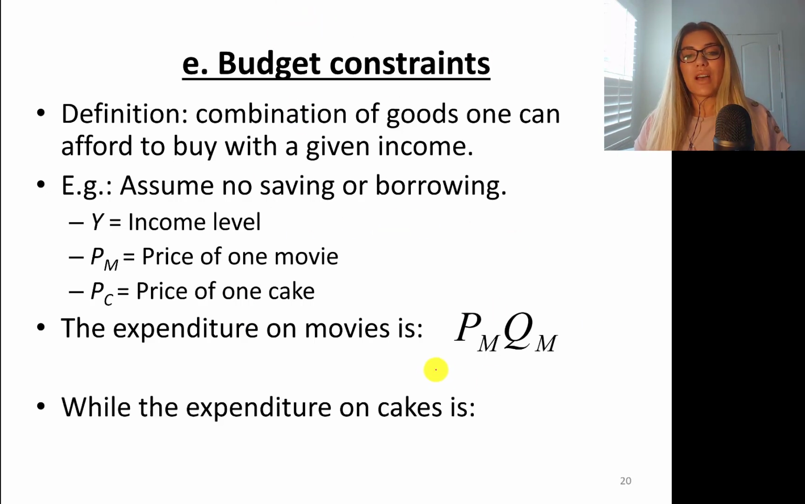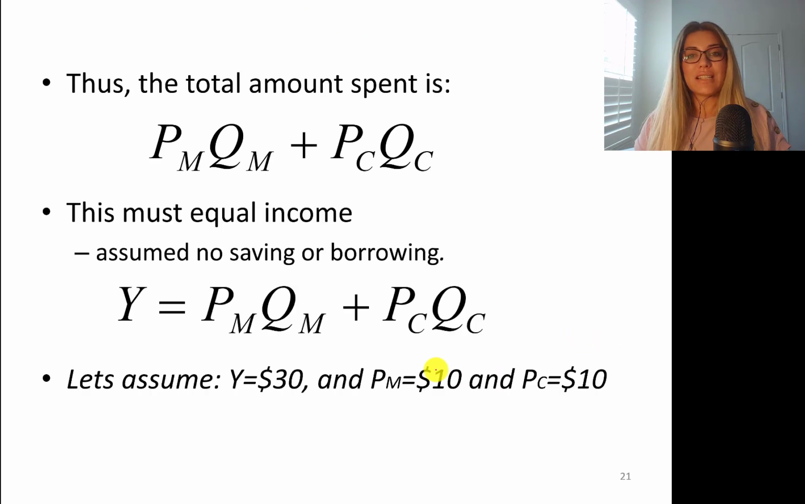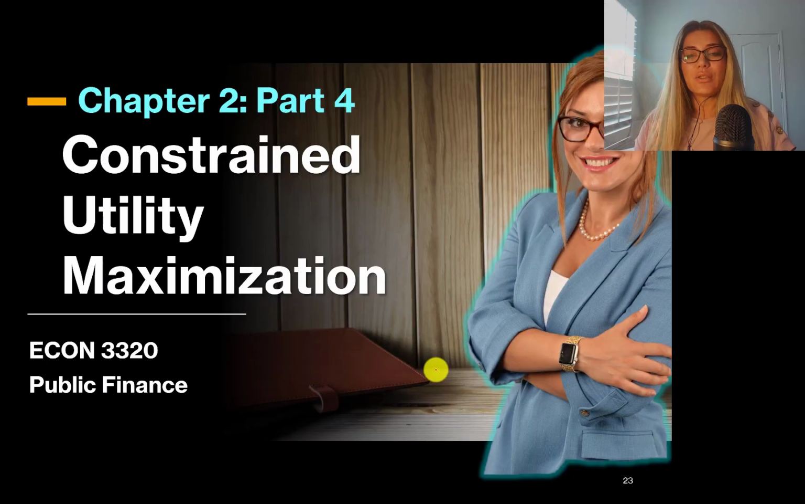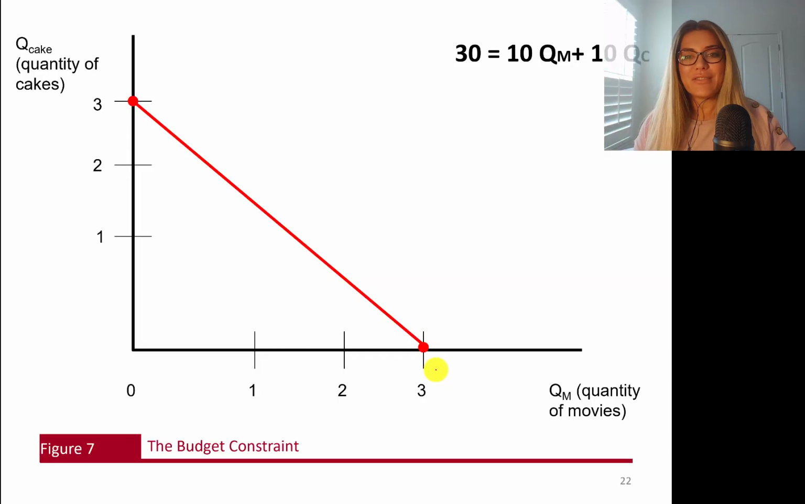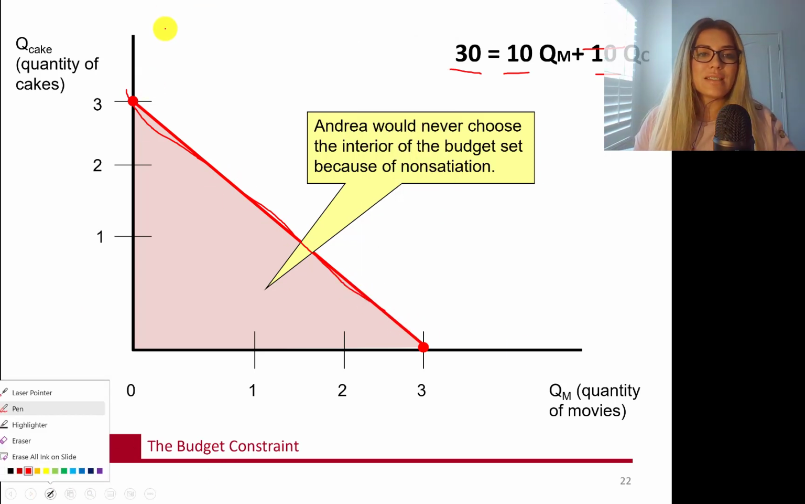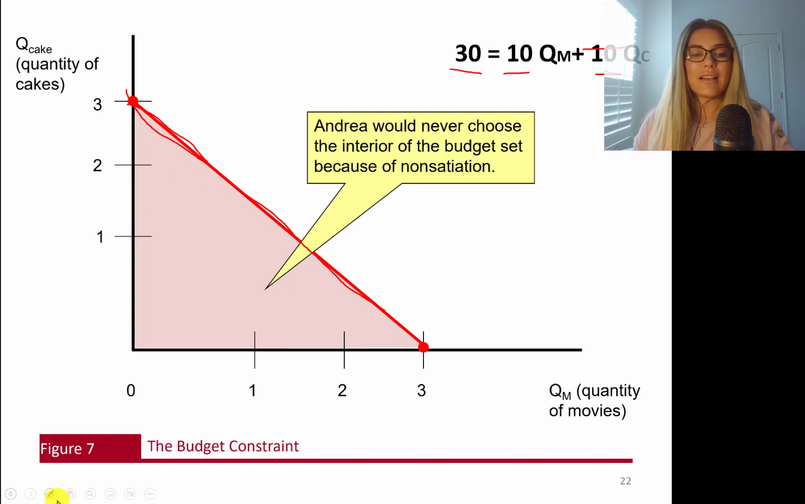So we derived budget constraints in the previous part. Please go ahead and watch that video too. And as you can see, I'm going a little bit faster, folks. I'm sorry. This is the budget constraint for cakes and movies, where you have an income of $30 and the prices of movies and cakes are both equal to $10 each. This is your set of opportunities you can afford. This red line is what you can go up to.